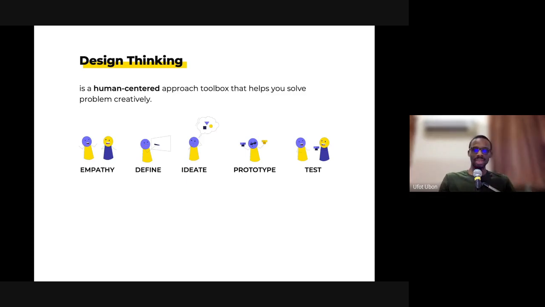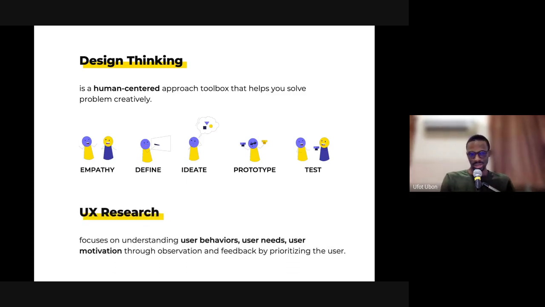And the second catalyst is UX research, user research. Basically, user research focuses on understanding the user behavior, the user needs, and also the user motivation through observation and feedback, by prioritizing the user. Remember, the user will always come top in priority because it's really about the users.